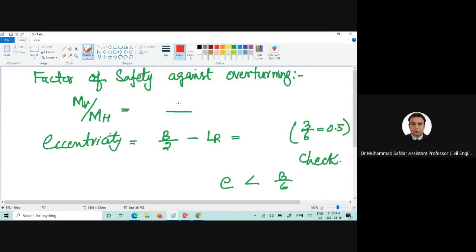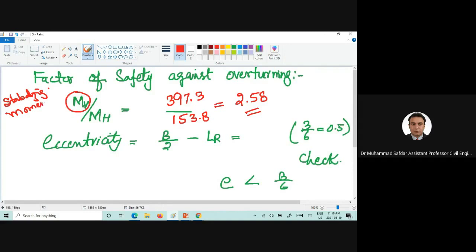So MV, which was equal to 397.3, and MH are the moments due to the horizontal forces. It was equal to 153.8. 2.58. Which means when the moments due to the vertical forces, the stabilizing moments, are greater than the destabilizing moments, this will give you an idea that the overturning limit state is okay, or it's satisfied.